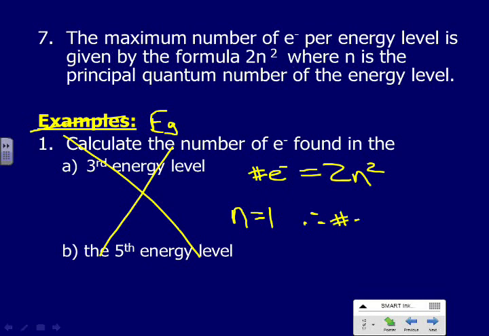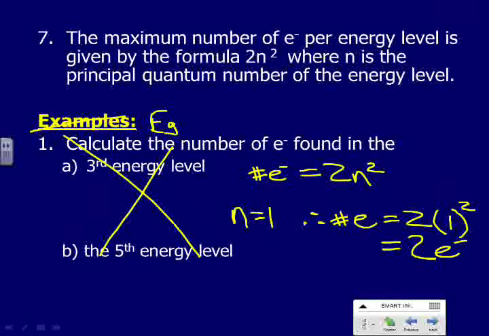Therefore, number of electrons equals 2, 1 squared. And what's my answer? 2. 1 squared is 1, times 2 is 2. You guys knew that, right? You guys have been putting 2 dots in that first orbit since grade 9, I would hope. Right? Yes? No? Sounds good?